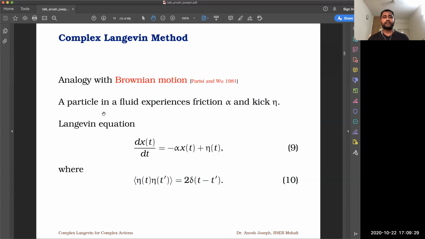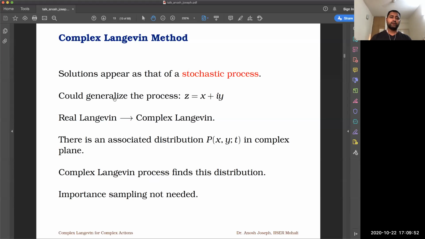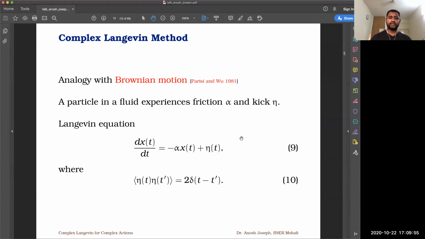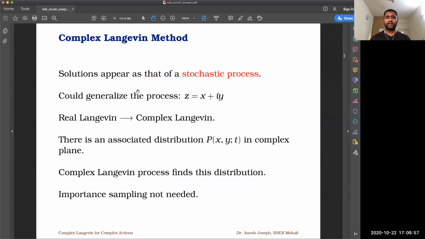So the idea is similar to a particle in a fluid. It experiences friction and a kick. Then we can write the Langevin equation to describe the dynamics of this particle. It contains the friction term and the noise, or the kick, and the noise satisfies this particular constraint. Now, the solutions of this equation appear as stochastic processes.